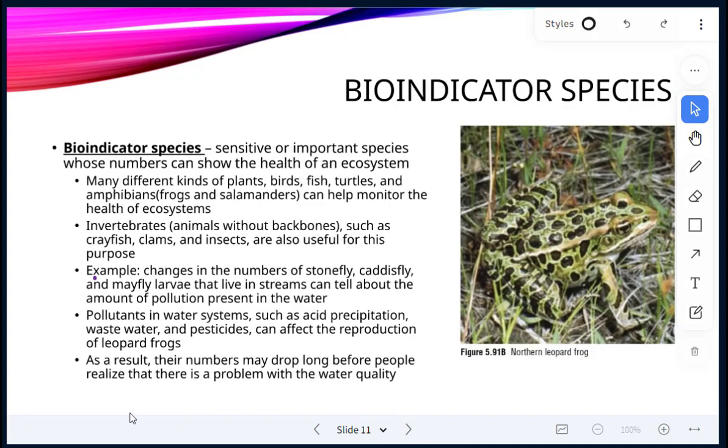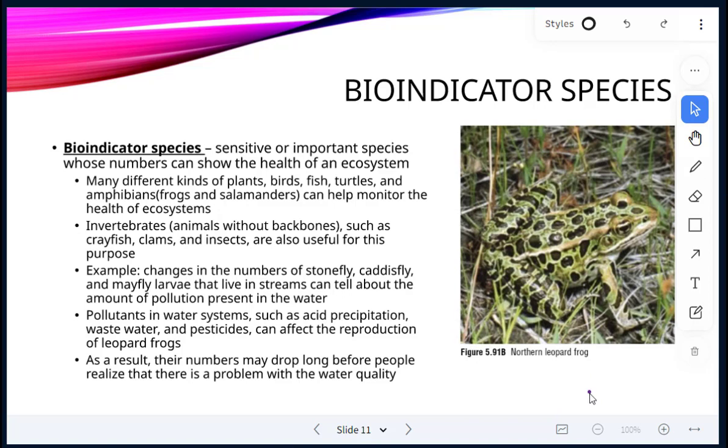I'll just pause. We'll talk about bioindicator species. So a bioindicator species, these are sensitive or important species whose numbers can show the health of an ecosystem. Different kinds of plants, birds, fish, turtles, and amphibians, especially frogs and salamanders, can help monitor the health of ecosystems.